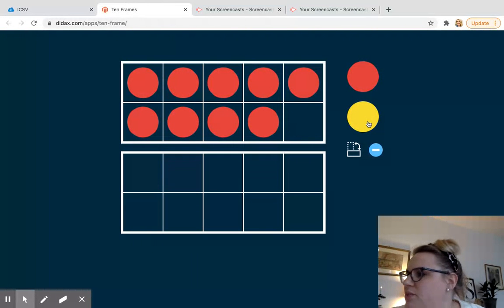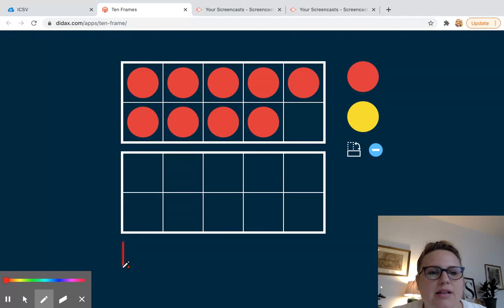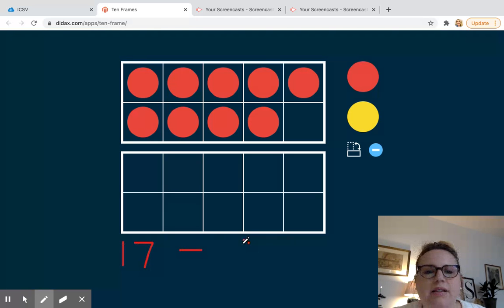Okay, the next problem is 17 minus 8 equals. Okay, so on the 10 frame, I'm going to start with this number 8. 1, 2, 3, 4, 5, 6, 7, 8. So I need to put 1 back. So there's my 8. And then I'm going to add on yellow counters until I get to 17.